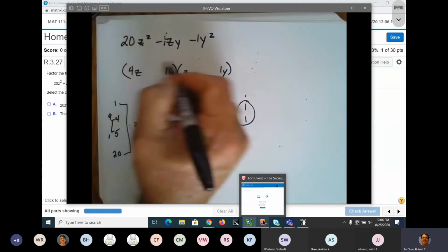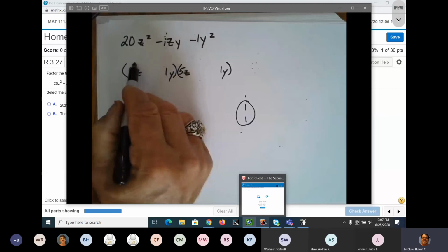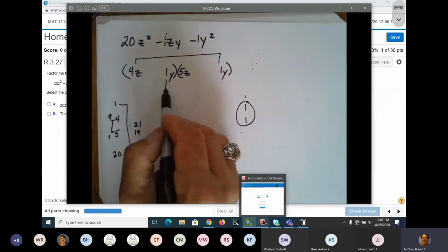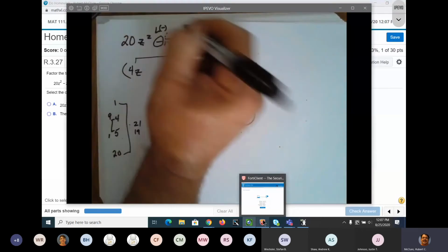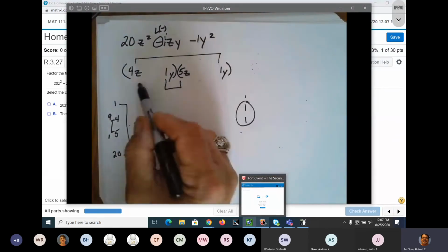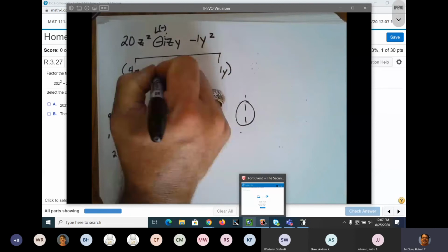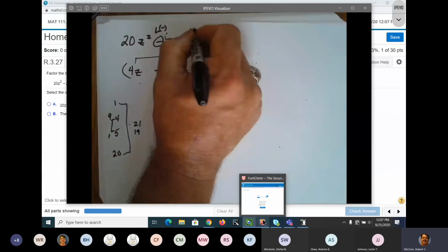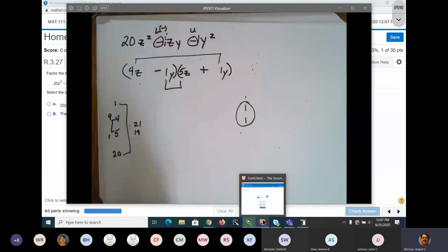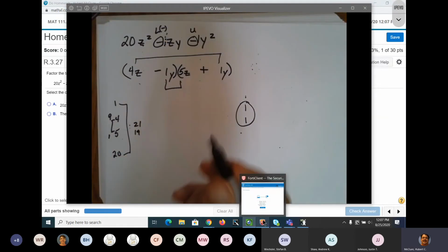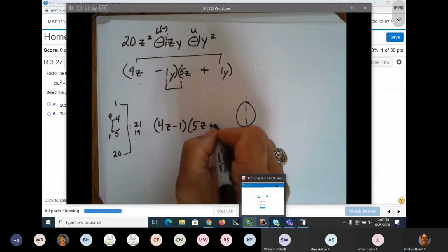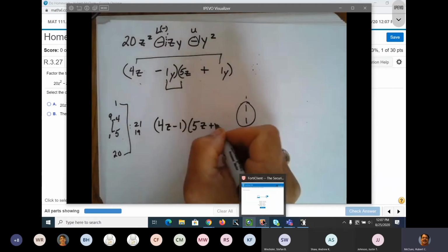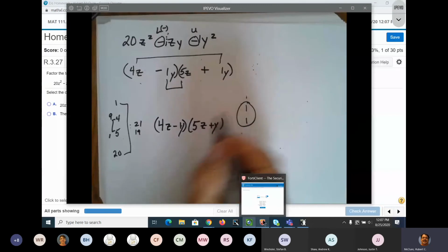and a 5 here. Remember, the outside and the inside is the most important. This says that the largest number has to be negative. What's larger, 4 or 5? 5, so it's negative. And this says unlike, so this is positive. So your answer is 4z minus 1 times 5z plus, well, y, I'm sorry, and y. There we go.